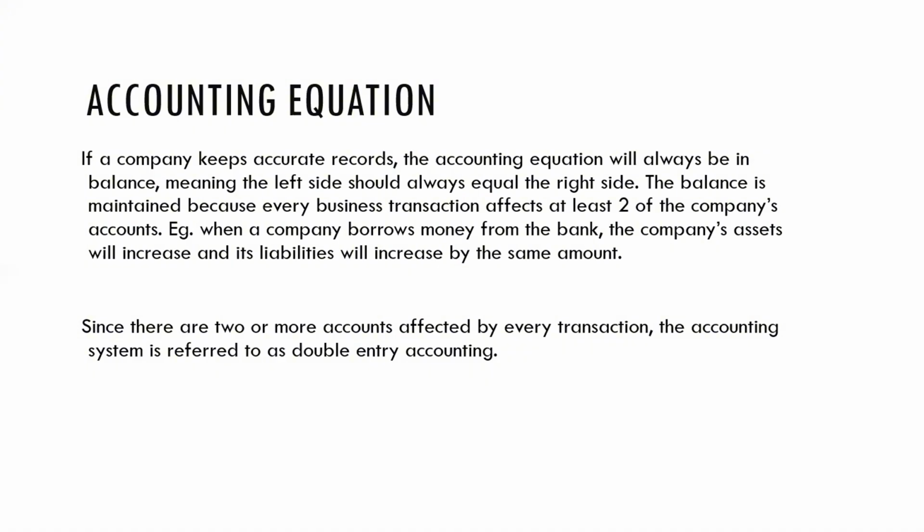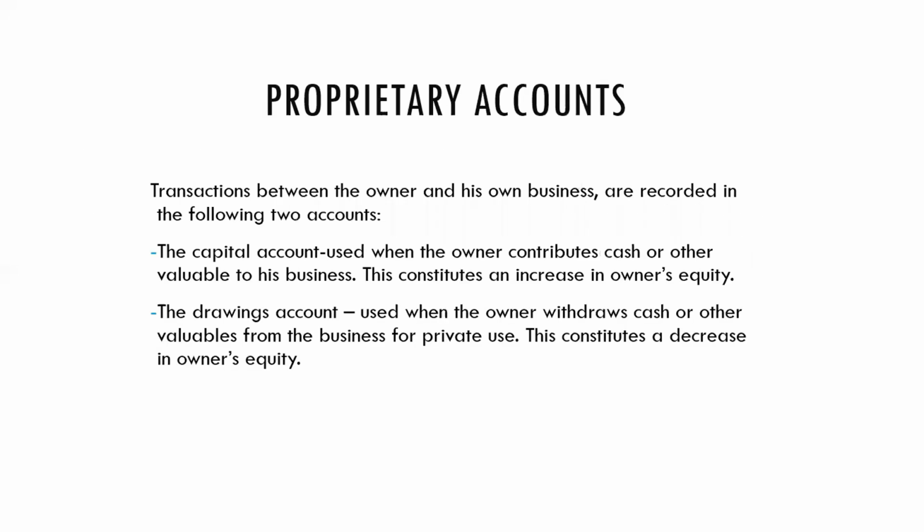Okay. So since there are two or more accounts affected by every transaction, the accounting system is referred to as double entry accounting, right? So it will always remain in balance as long as there are always two accounts or more that are affected.